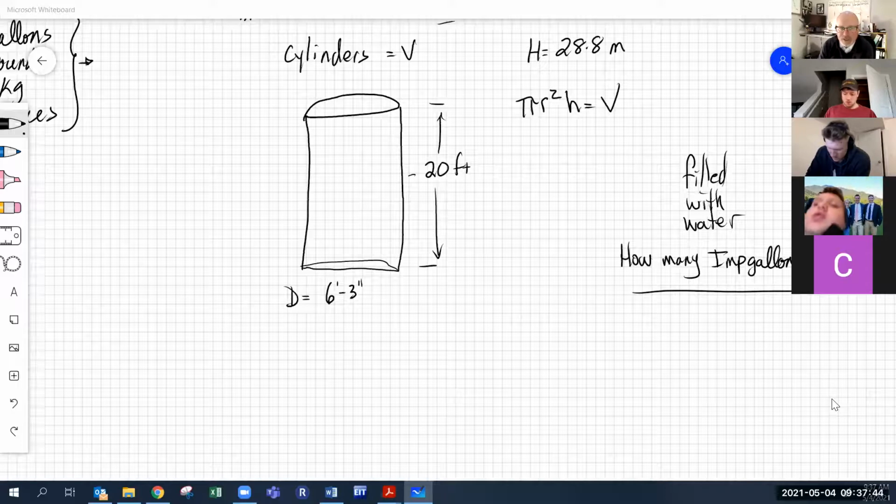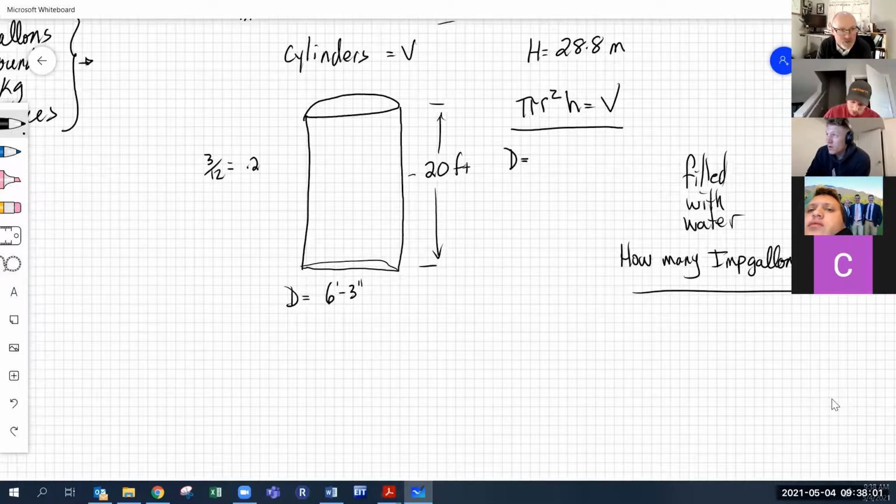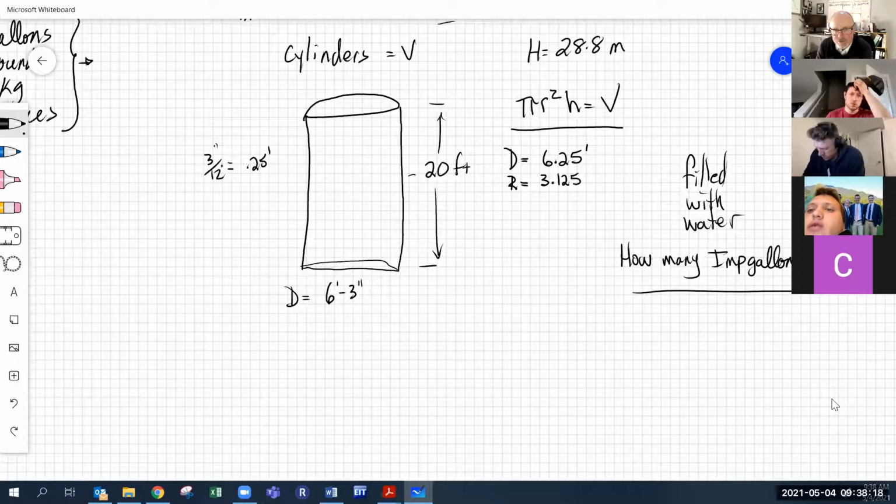Okay, so here's my formula. I've written it down. I'm going to write my parameters in, and I would suggest that you do the same. So my diameter, if I took 3 divided by 12, that's going to be 0.25 feet. So 3 inches by 12 inches per foot. So my diameter ends up being 6.25 feet. The radius is half of my diameter. So my radius is equal to 3.125 feet. My height is 20 feet.